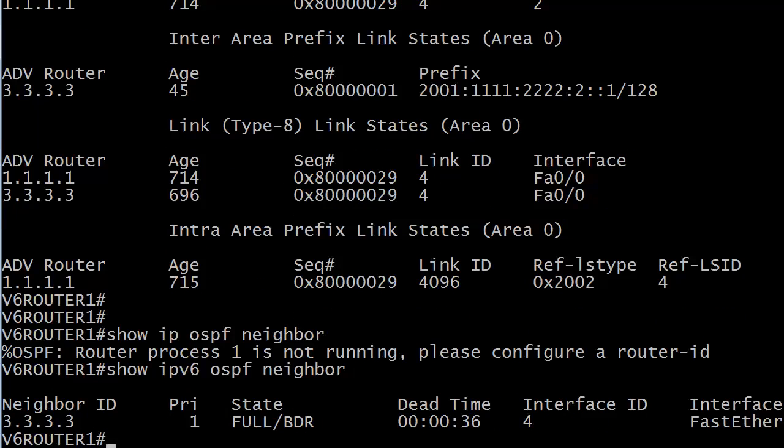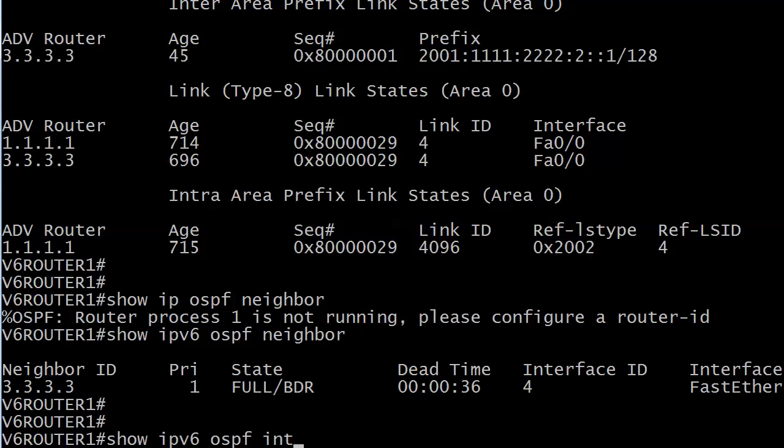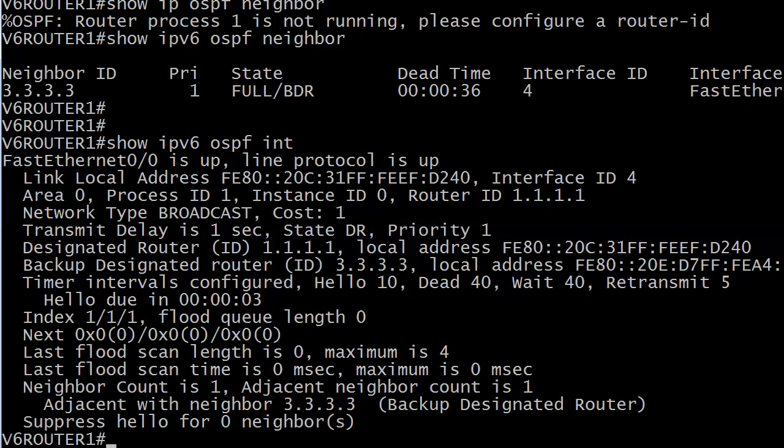Yeah, a lot of this looks the same. There's neighbor ID, priority, state, dead time, interface ID is new, and then interface on the end. So everything's looking pretty much the same there. Show IPv6 OSPF interface. This is a good one, and of course it's a great command to start troubleshooting and seeing what's going on, because we know that one from our earlier OSPF studies. It's going to show you every interface on the router running OSPF, what network type it's on, what the DR is for that segment, what the BDR is for the segment, even shows the local address, the link local address, shows your hello and dead time. It's just a great command to get started with troubleshooting.